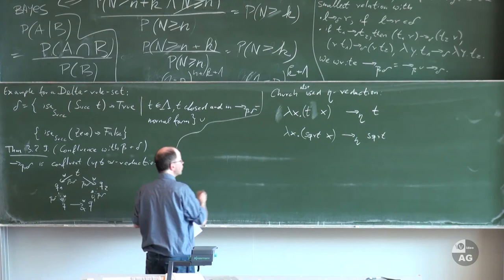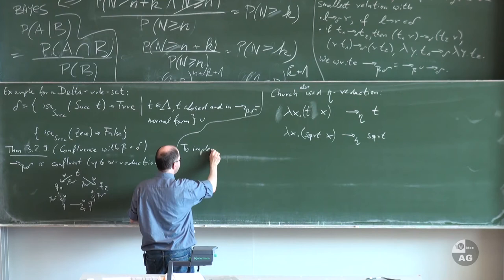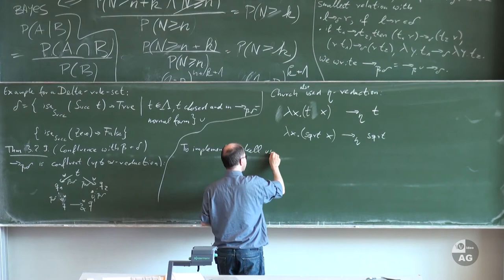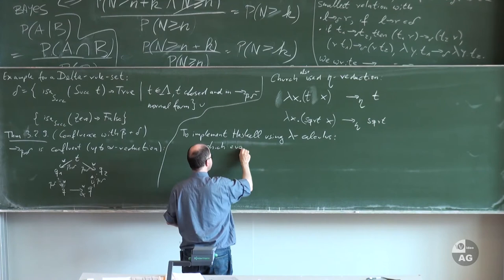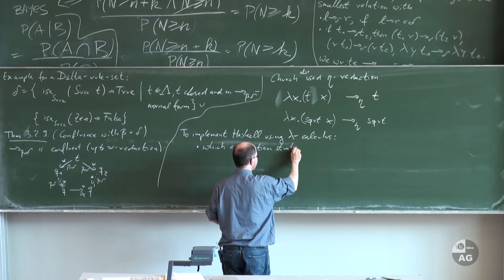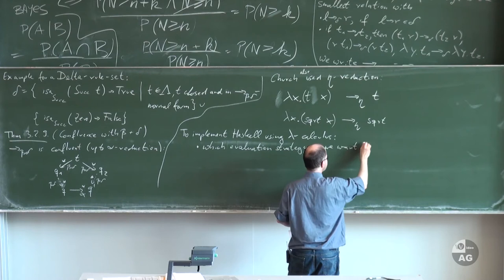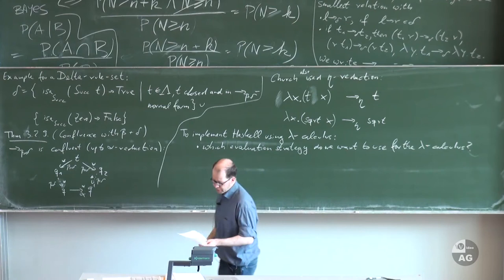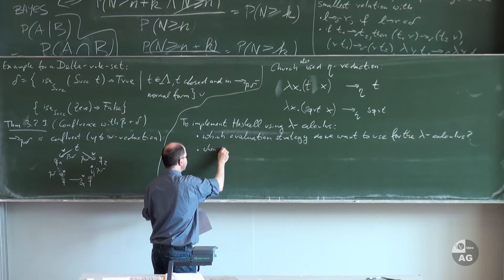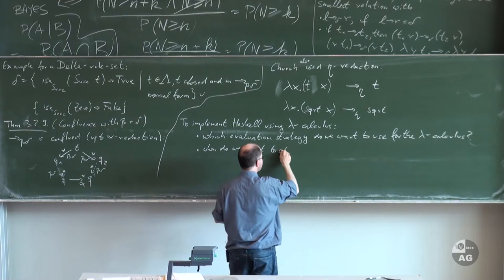So to implement Haskell using the lambda calculus, the question is, which evaluation strategy do we want to use for the lambda calculus? And the question is also, when do we want to stop? Do we really want to evaluate until we reach normal forms, or do we want to stop earlier? When do we want to stop the evaluation?